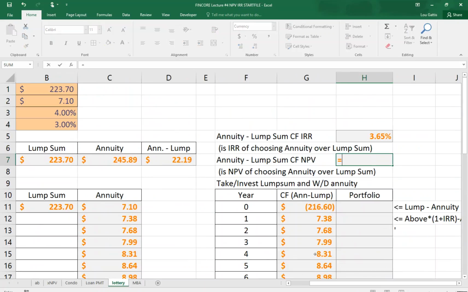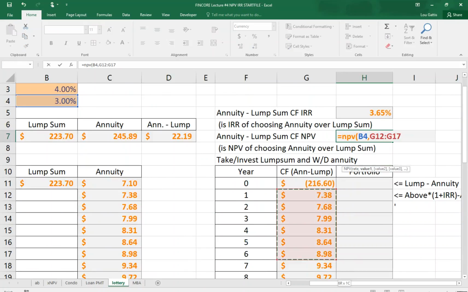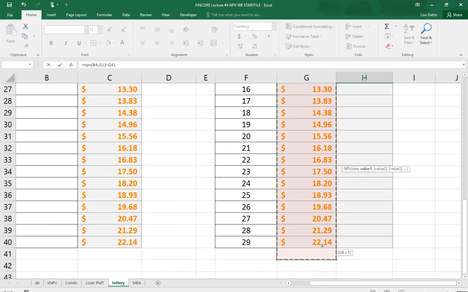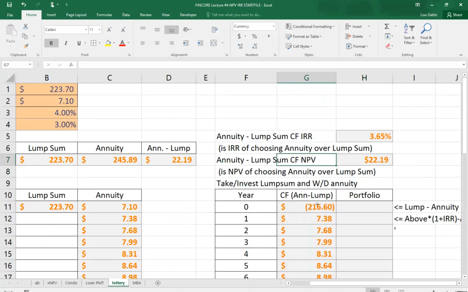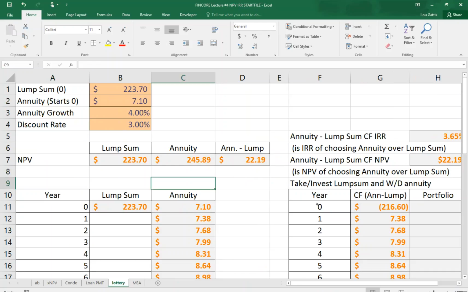And we can calculate an NPV. I'll put in my discount rate, 3%, comma, all the cash flows from period 1 on. Let's grab that period 0 cash flow. And looks like there's my 22.19. So when you take a difference, say annuity minus lump sum, and take an NPV and IRR of that, it's really the NPV and IRR of choosing that first one, the annuity. Now let's talk about what that actually means. Let's assume that it looks like you want to choose the annuity.